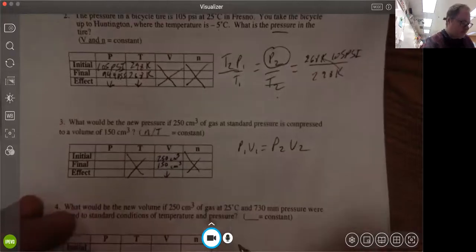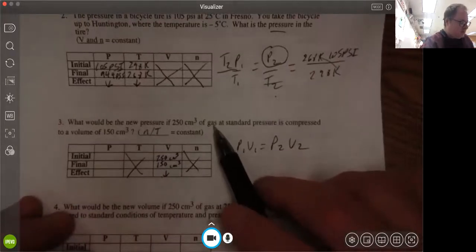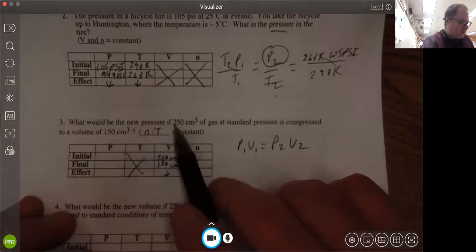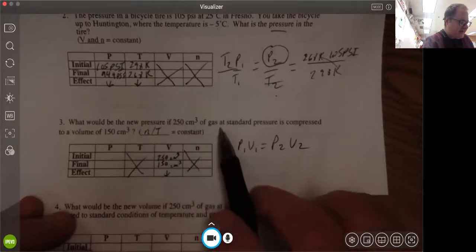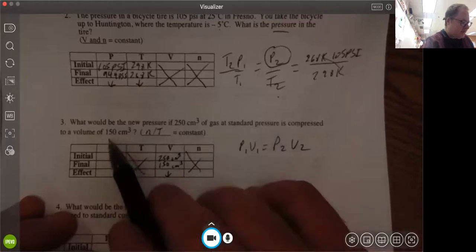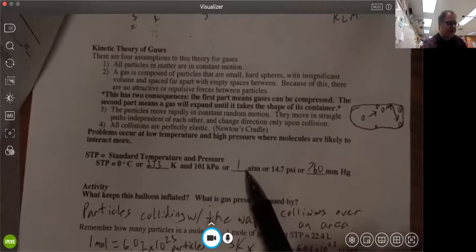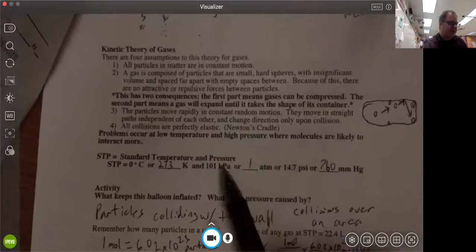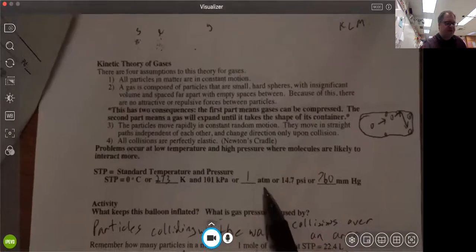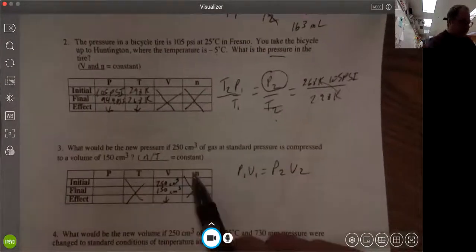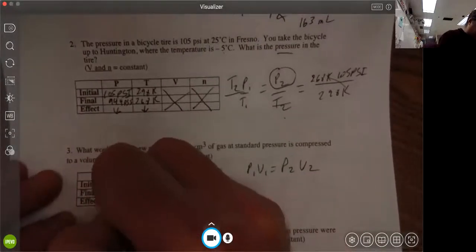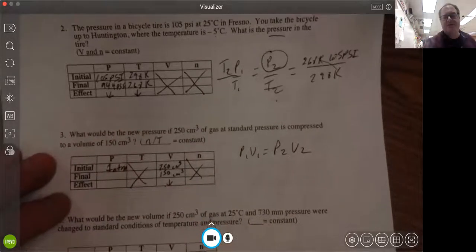It should go up. It says, what would be the new pressure if 250 centimeters cubed of gas at standard pressure is compressed to that volume? Well, we talked about standard pressure early on. We said that at standard temperature and pressure, standard pressure is 1 atmosphere. We could use any one of these numbers we wanted to, but that would determine our unit of pressure. Let's see if they ask for a particular unit of pressure. They do not. So the easiest one for me to do would be 1 atmosphere, because it's the number 1.